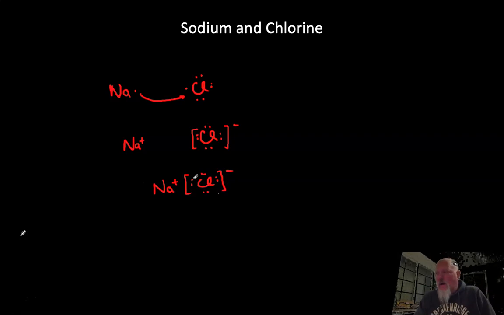So what we're going to do is look at these kinds of interactions and compounds where the ions are attracted to each other because they have opposite charges. This interaction between the sodium plus ion and the chlorine minus ion is known as an ionic bond, and it exists because of the opposite charges. The oppositely charged ions are attracted to each other.